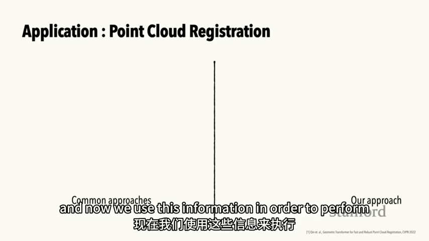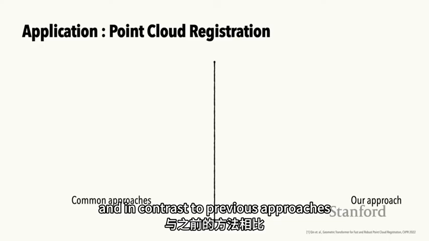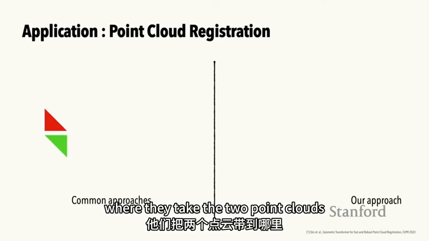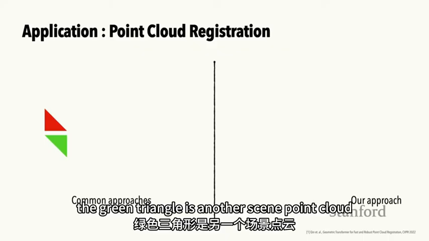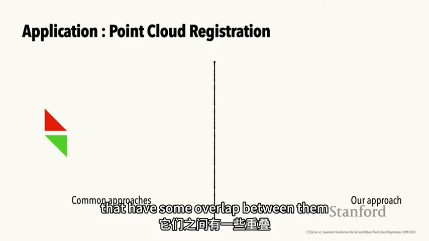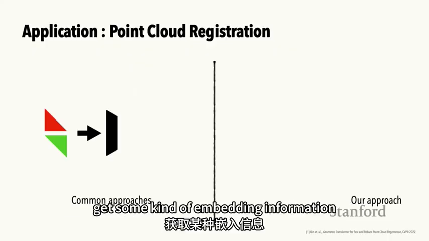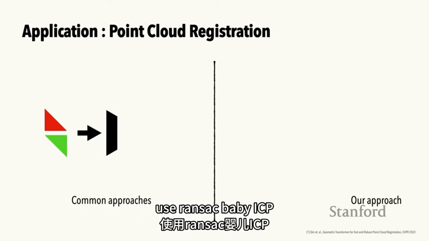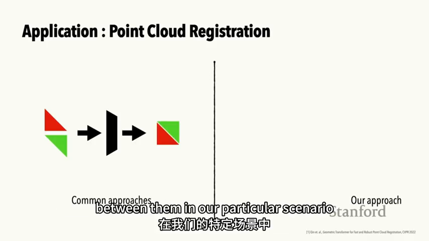And now we use this information in order to perform 3D point cloud registration. In contrast to common approaches, where they take two point clouds, imagine that the red triangle is one scene point cloud and the green triangle is another scene point cloud that have some overlap between them. They process them to get local features, some kind of embedding information, use RANSAC, ICP, and perform the final geometric alignment between them.